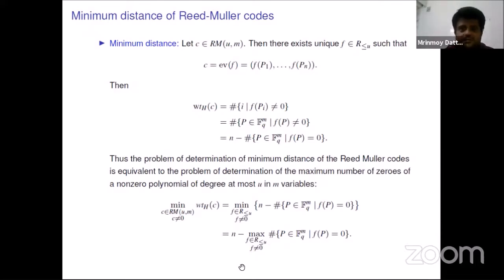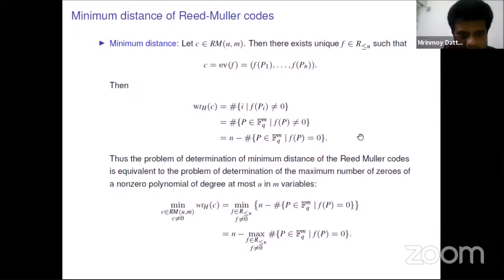A code word corresponds to a polynomial in n variables, let's say f. So if c is our code word, then it looks like f of p1, f of p2, ..., f of pn. What is the Hamming weight? It is the number of i's where f of pi is not equal to 0, which is equivalent to the number of points in Fq to the power n where f of p is not equal to 0, which is equal to n minus the number of points of Fq to the power n where f vanishes.